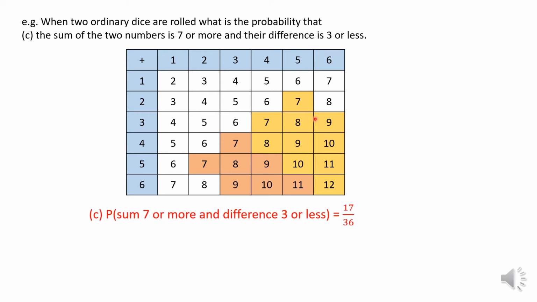Those colors indicate where the sum of the two numbers is 7 or more, and the difference between them is 3 or less. You can't use, let's say, this white one here, the 8, because 6 plus 2, yes, is 8, but if you subtract 6 minus 2, you are getting 4, and our condition is that the difference should be 3 or less.